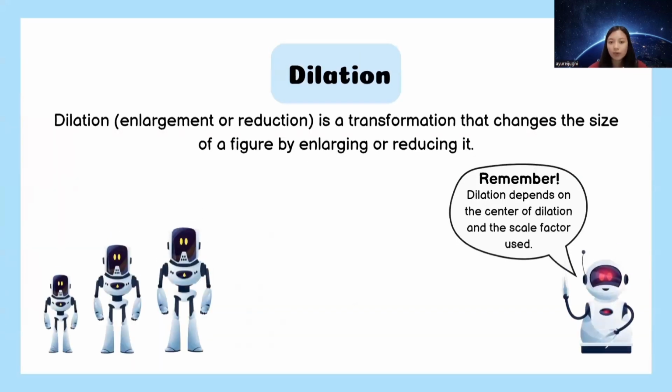The last transformation is dilation. Dilation means enlarging or reducing the size of an object. Unlike translation, reflection, and rotation, dilation changes the size of the figure. There are two important things in dilation. The first one is the center of dilation, and the second is the scale factor.